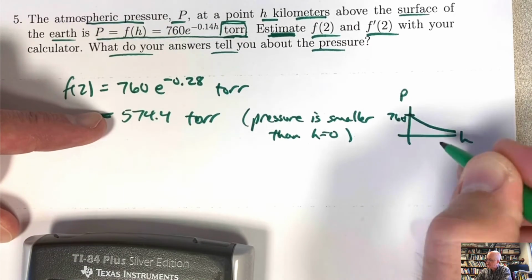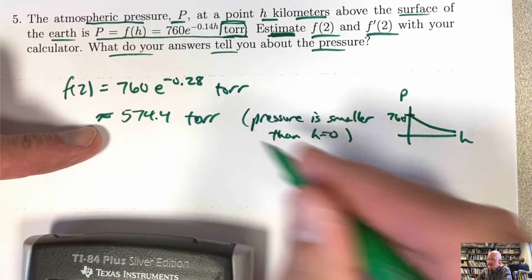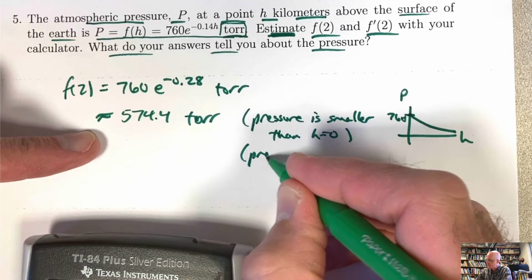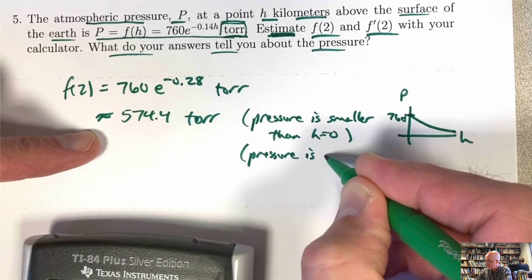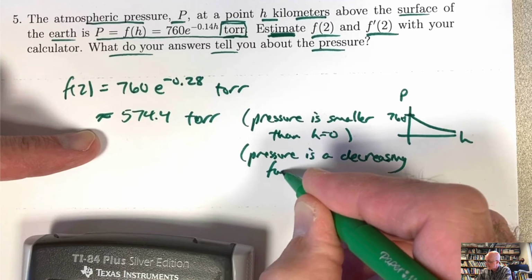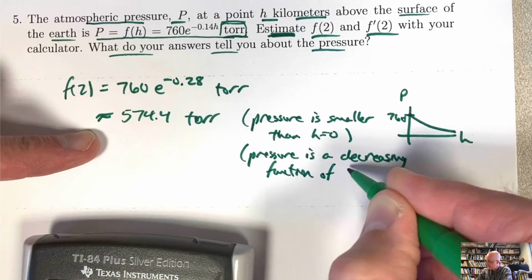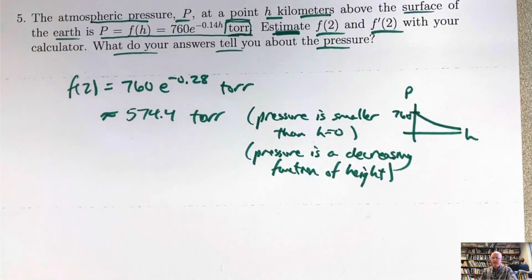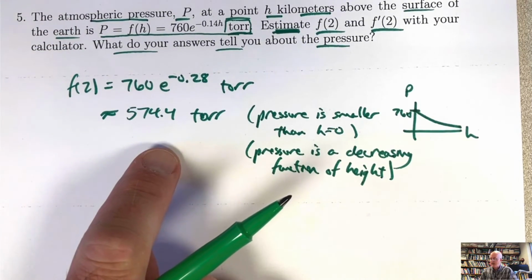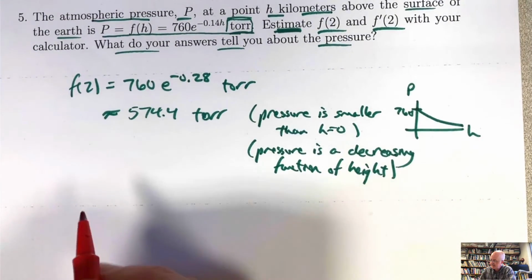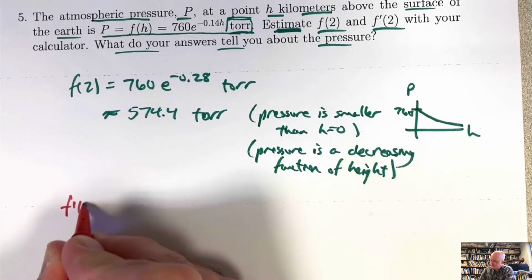760 right there. When h equals 2, the function value is down to 574.4 torr. You could also say, probably better to say, pressure is a decreasing function of h, of height. But this also gives us a specific value when h equals 2. Is it accurate? You'd have to measure it to see if it's accurate or not. This is a mathematical model. It's probably not perfect.